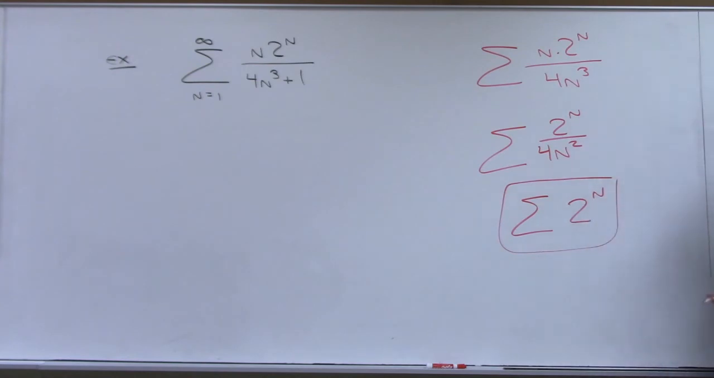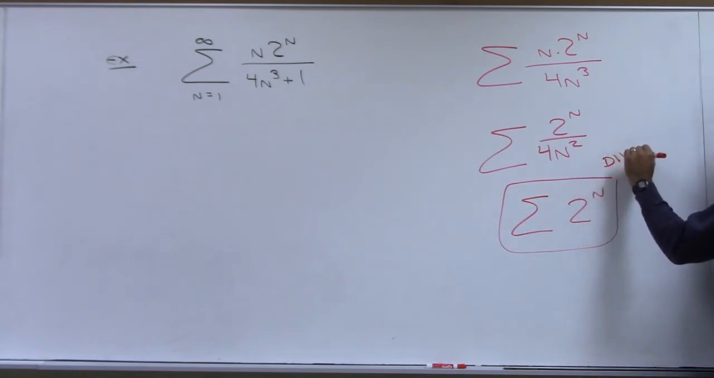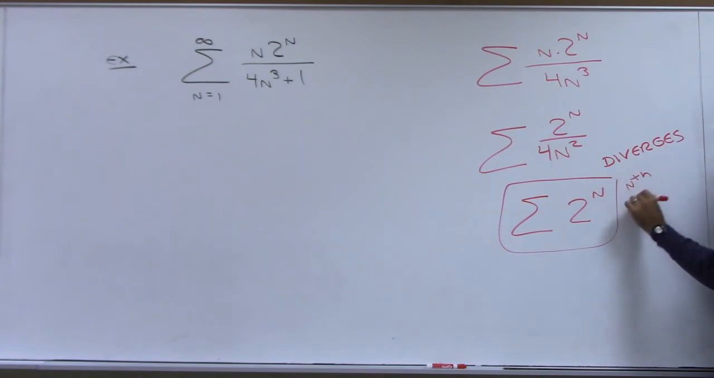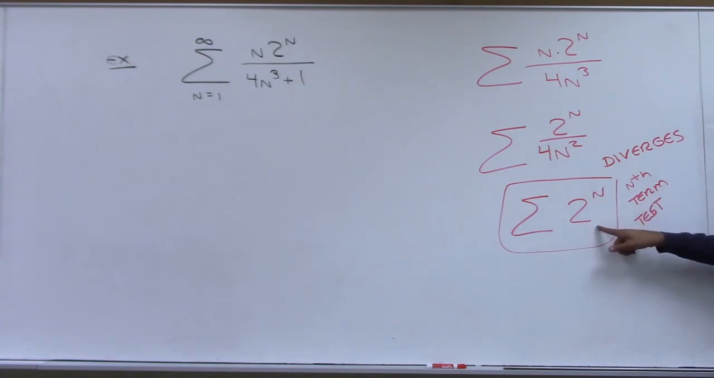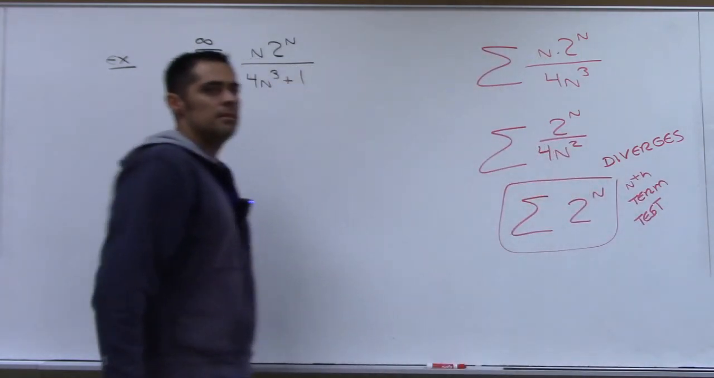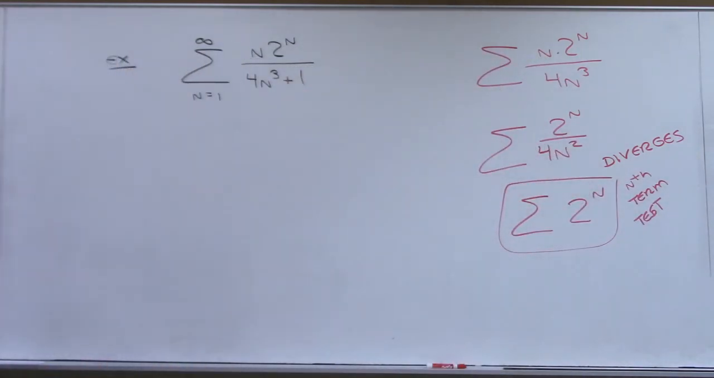Now, do I even need to talk about what that one does? We all know what this one does, hopefully. That diverges for sure by the nth term test, because if I take the limit as n goes to infinity of that, it does not go to 0. It goes to something other than 0, and that means it diverges. So I'm comparing this to that, and you want to do limit comparison, right?